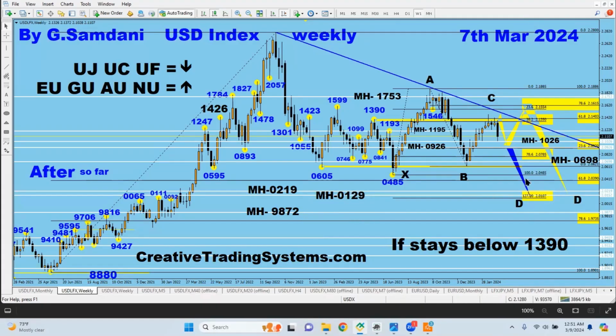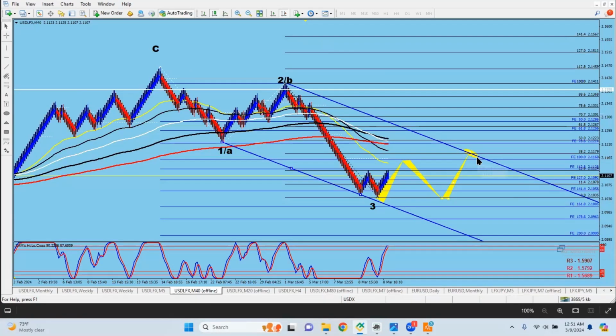Different calculation. We will talk about that later. But yeah, so this is what happened. So in this scenario, that's what it is. It's going to come down here for wave 4, and then we'll go for wave 5. That would be wave 1 of the higher degree finished. 1, 2, 3, 4, 5.